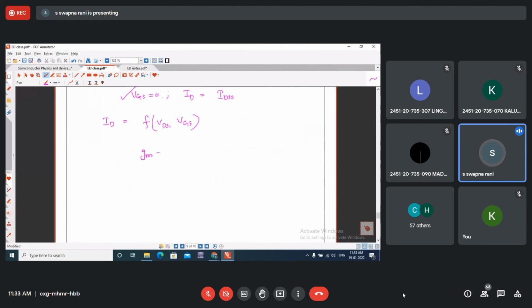Just one more minute I'll take, not more than that. Conductance is I by V, and in transconductance it is I naught by V. So the output current is the drain current in the FET, and the input voltage is VGS. Generally, what we expect is that for a small change in VGS there should be a large change in the drain current. We don't expect that only by applying a high voltage we get more current. Even if we apply a low voltage, we want a high drain current to flow. That is the aim, right? So for a small VGS there should be a large change in ID. So will GM be high or low? GM must be higher, as large as possible.